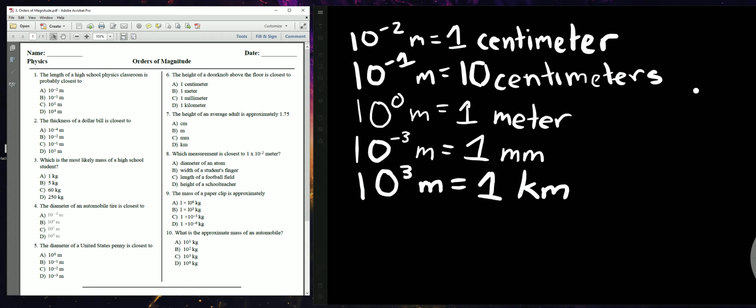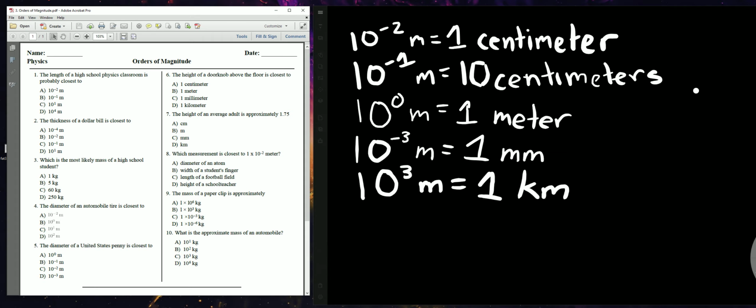Now, let's start ruling out which options cannot be possible. 10 to the negative 2 meters, that's 1 centi. We know on your reference table that 10 to the negative 2 is 1 centi, so it's going to be 1 centimeter. Is a classroom 1 centimeter long? Probably not. 10 to the negative 1 meters? That's 1 decimeter. 1 decimeter is equal to 10 centimeters. Probably also not.